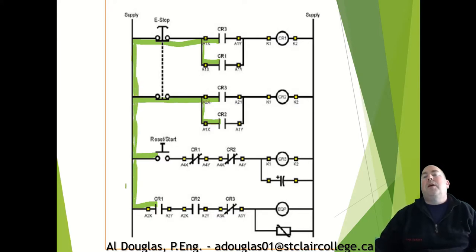Okay? Now, because CR1 and CR2 are off right now, I also have, basically, I have continuity across here. I have continuity across here. CR3 is off right now as well, so I also have continuity across here.